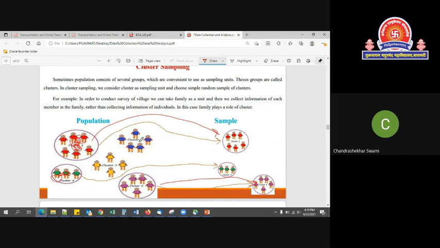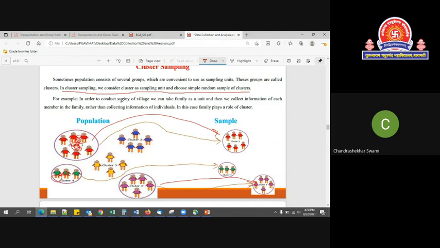Sometimes the population consists of several groups which are convenient to use as a sampling unit. That group itself is convenient to consider as a sampling unit, and we are selecting that group as our sample. So these groups are called as what? Clusters. In cluster sampling, we consider a cluster as a sampling unit and choose a simple random sample of these clusters. Out of these 5 clusters, I am selecting one cluster randomly by using the simple random sampling procedure.